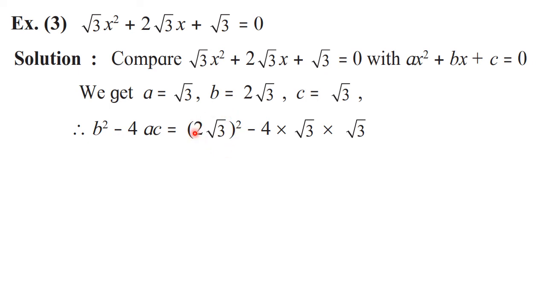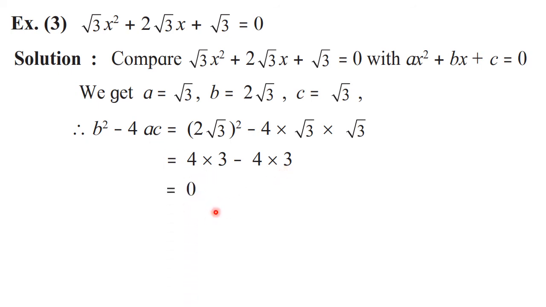First you square this 2. 2 square is what? 4. And root 3 square is what? 3. So this you can write as 4 into 3. And here root 3 into root 3 is again 3. So here also you can write 4 into 3. See, 2 square is 4 and root 3 square is 3. So it is written as 4 into 3. And here 4 as it is, and root 3 into root 3 is 3. So 4 into 3, 12. And again here also 12. So 12 minus 12, 0.